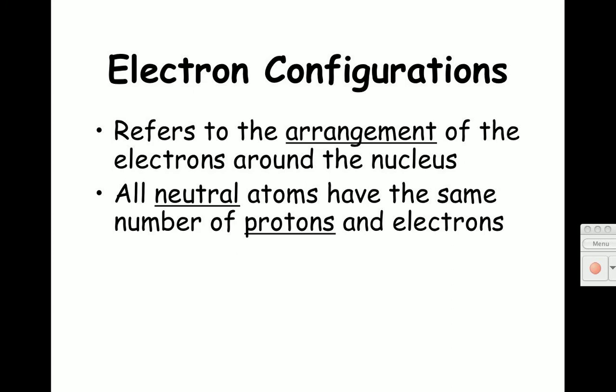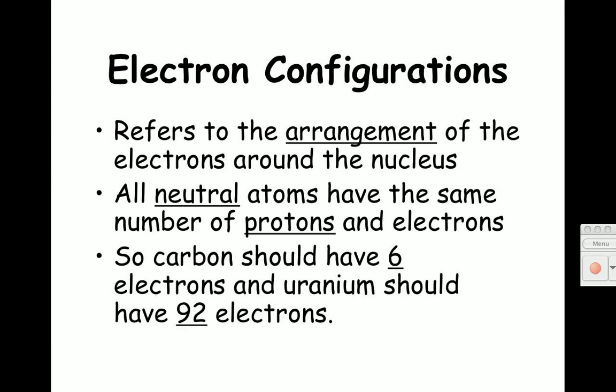So if we look at a couple of example elements, carbon, which is element number 6, should have 6 electrons if it's neutral, and uranium, which is element number 92, should have 92 electrons if it is neutral.